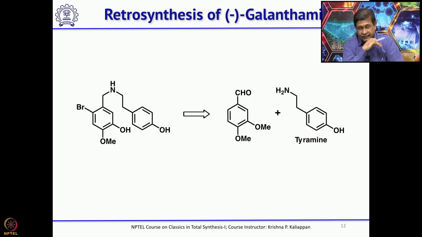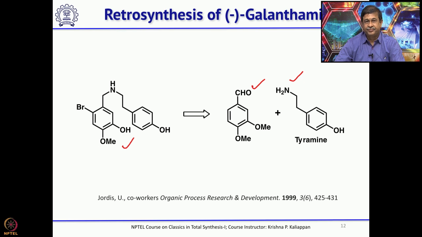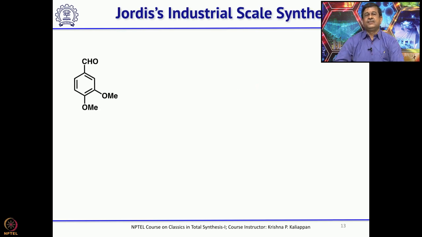In the case of Barton's synthesis, they started with acid chloride. Here, they started with aldehyde and amine. So you make a Schiff base and then reduce it. So reductive amination will give this key intermediate which can undergo oxidative phenolic coupling. Okay. Now let us see how this synthesis was done.